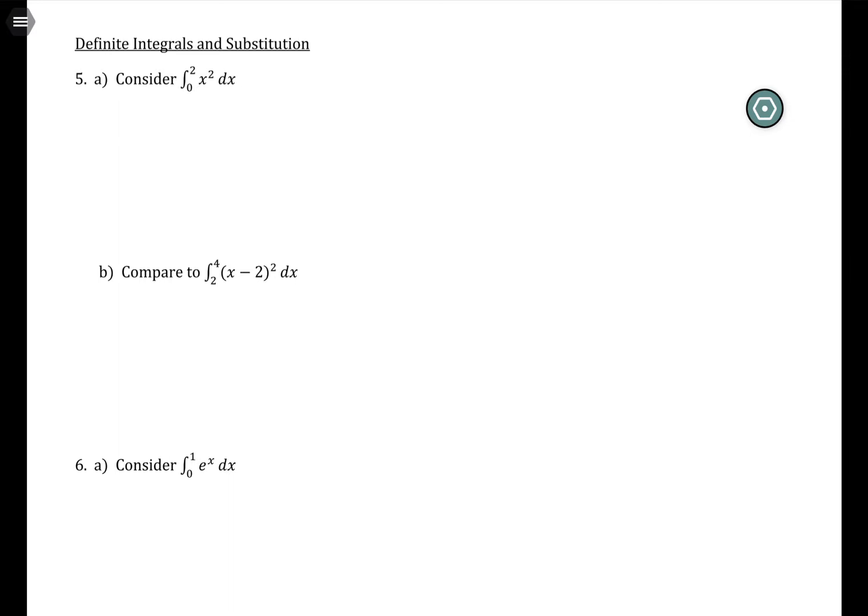Okay, so number 5, the first part is just a basic power function, so there's nothing too weird going on here. We would say, okay, I'm going to use the power rule, that's x to the third, and then I divide by the new power, and then I evaluate from 0 to 2, so x to the third is 8. So 8 thirds minus 0 thirds is just 8 thirds.